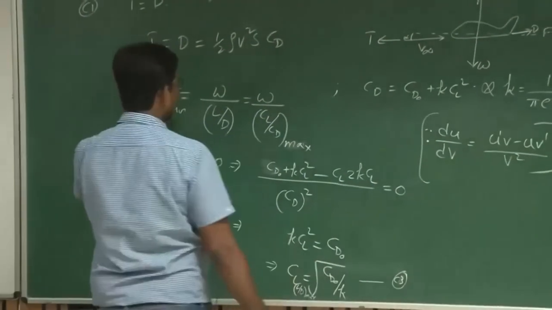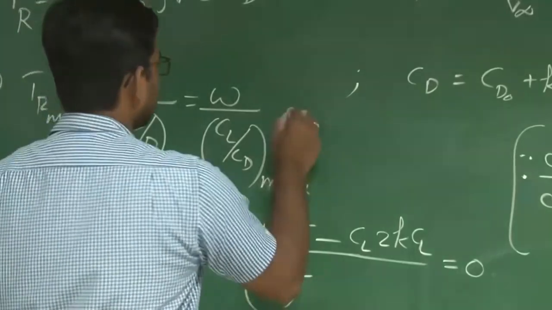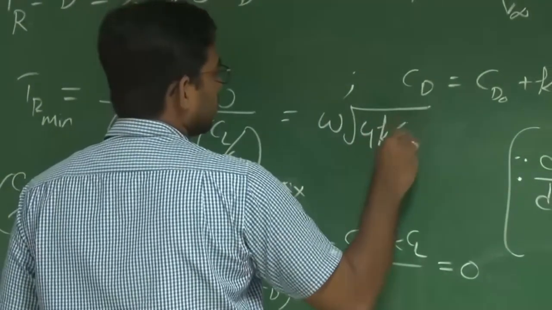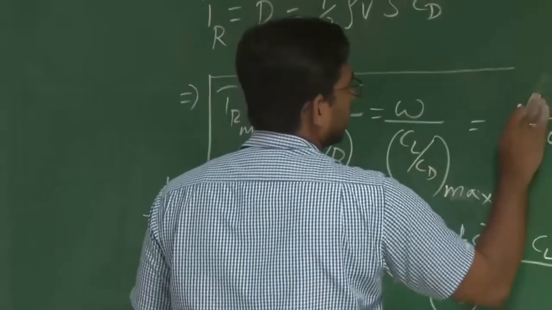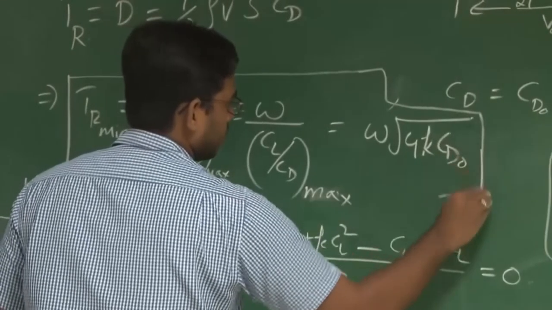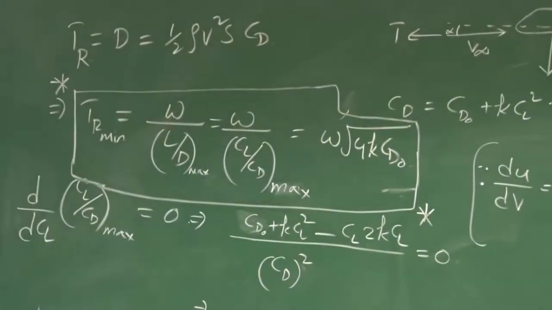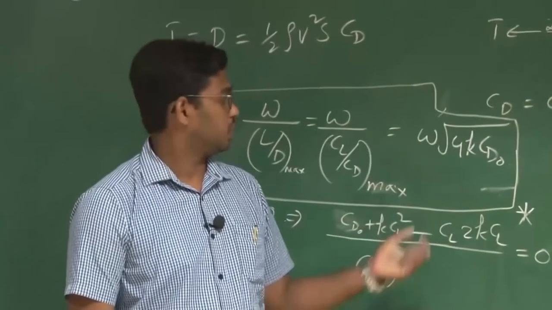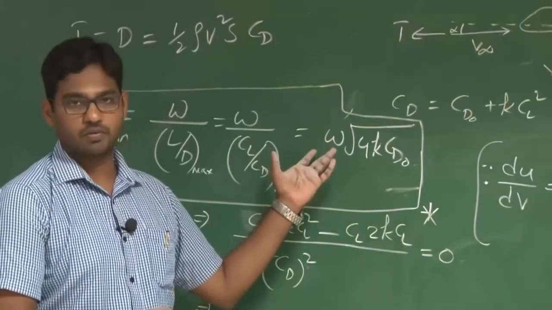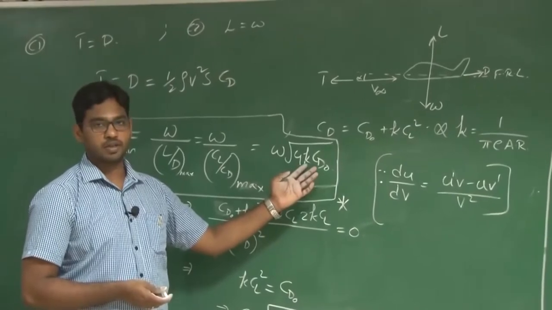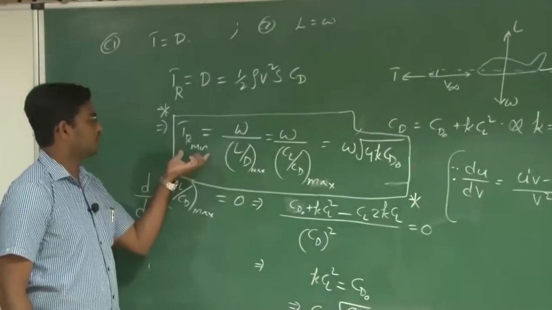Now, how do you get the minimum thrust requirement of this system? We need to substitute this L by D max, CL by CD max condition here. So this equals W into square root over 4 K CD naught. So thrust required minimum is obtained by L by D maximum, which is W into root over 4 K CD naught. So you can calculate the minimum thrust requirement to achieve this level flight if you know the weight of this UAV, the induced drag correction factor K, and CD naught, the profile drag coefficient, right? If you know this information, you will be able to figure out what the minimum thrust required is.